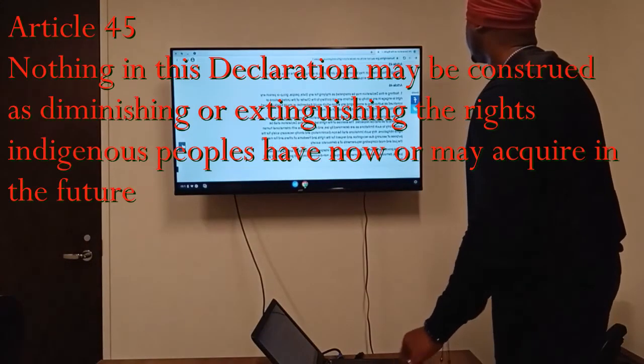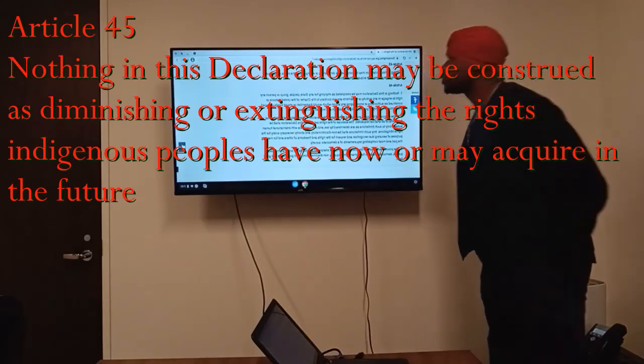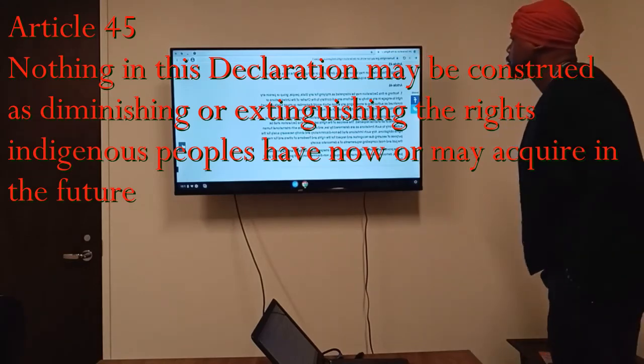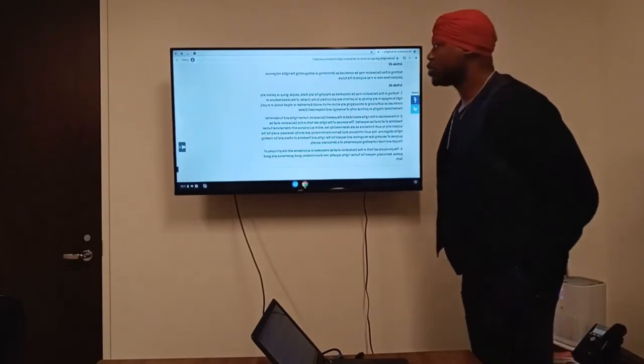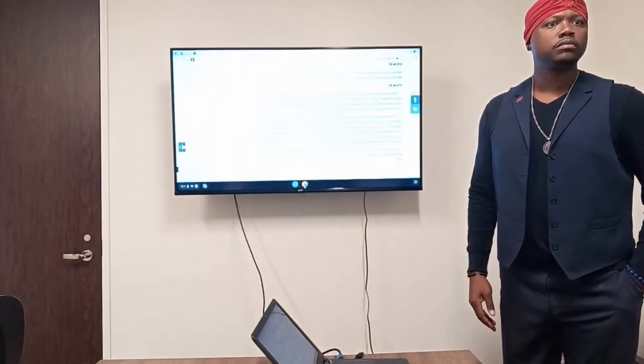45. Nothing in this declaration may be construed as diminishing or extinguishing the rights indigenous peoples have now or may acquire in the future. Acquire in the future. More rights to come.